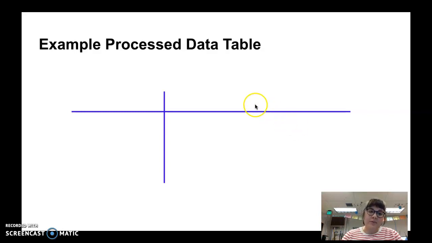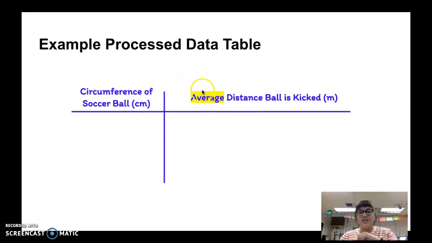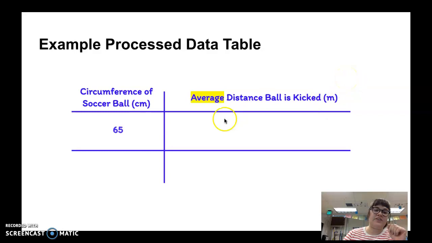So again, I'm going to put my independent variable here, which is circumference of the soccer ball. I'll put my dependent variable here. And this is where I'm going to change that word process. I changed that to how I process it, which is the average distance the ball is kicked in meters. I'll put my two values for the soccer ball, which is 65 and 70.